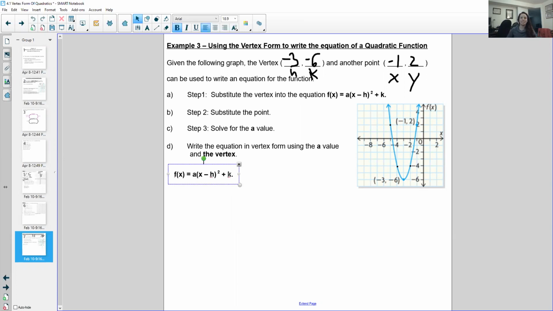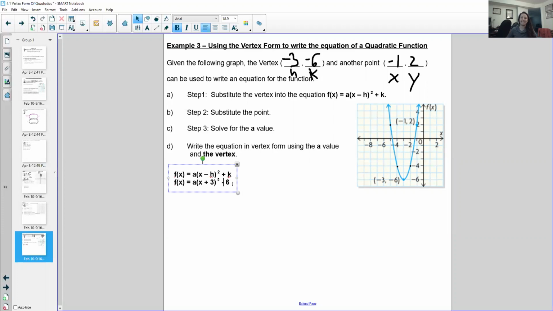So I've started with h and k here. My h value is supposed to be -3. So I want to plug -3 in here. But when I subtract a negative sign, it becomes a positive sign. And my k value is -6. So I'm going to substitute -6 in for k. So this is the h, it comes in here. This is the k, it comes down here.